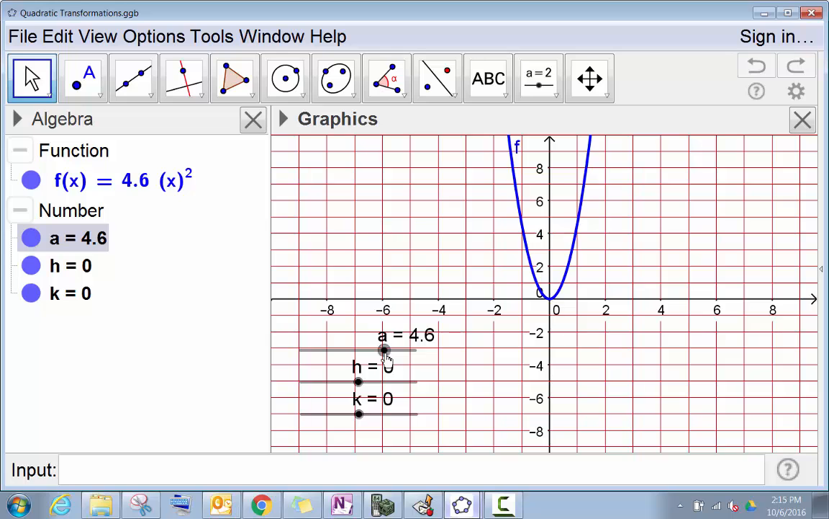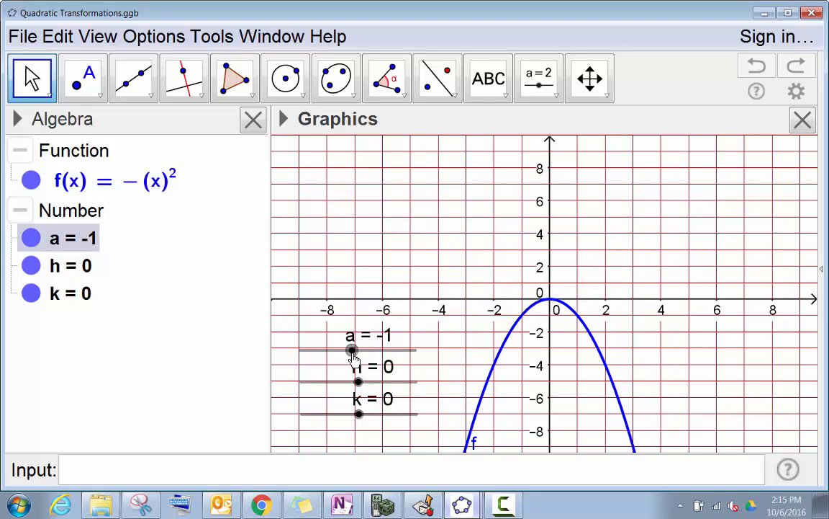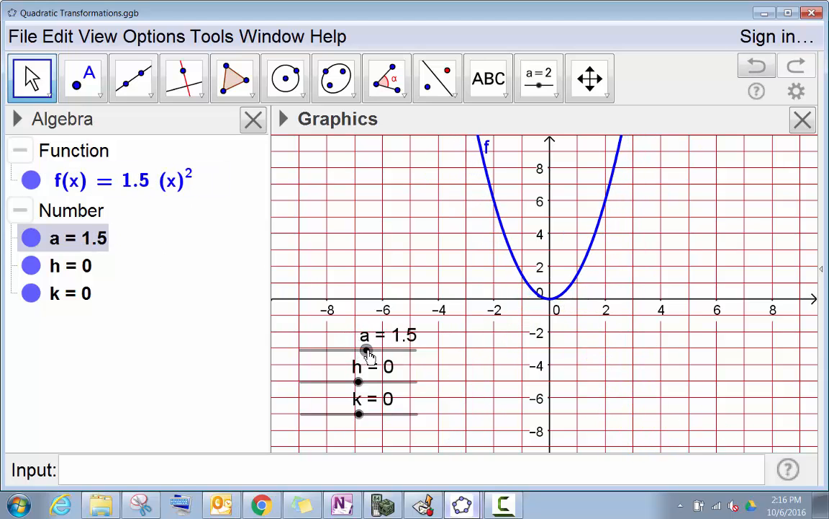Bigger slope, more steep. Smaller slope, less steep. And then if it goes negative, it reflects over our x-axis, or reflects horizontally. So if there's a negative in front of it, it flips upside down. If it's a big number, it gets narrow. If it's a smaller number, closer to 0, then it gets wider. So that's what happens when we mess with a.